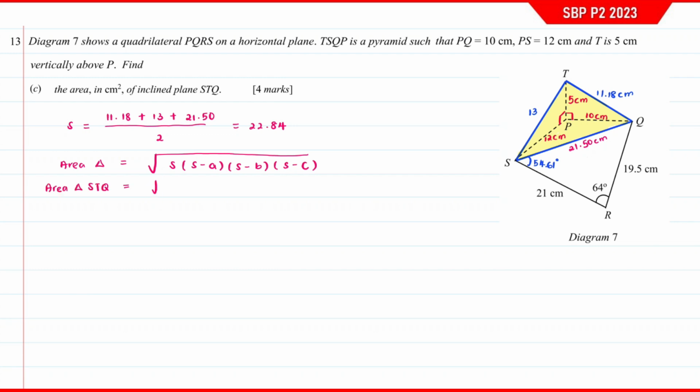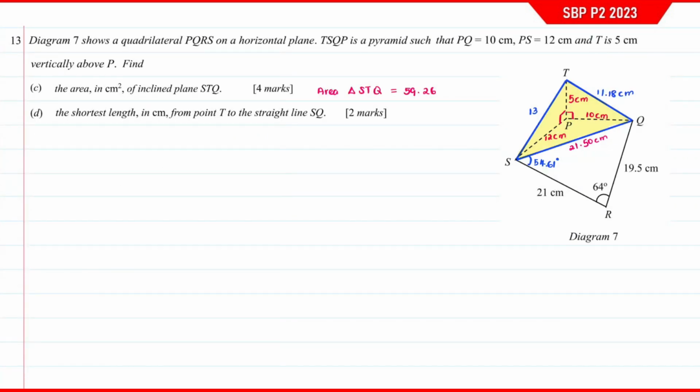Then the area of the triangle STQ will be the square root of the semi-perimeter, 22.84, times the semi-perimeter minus one of the lengths. Let's say we start with 11.18: 22.84 minus 11.18, times 22.84 minus the second length, 13, times 22.84 minus the third length, 21.50. Solve this, the area is equal to 59.26.